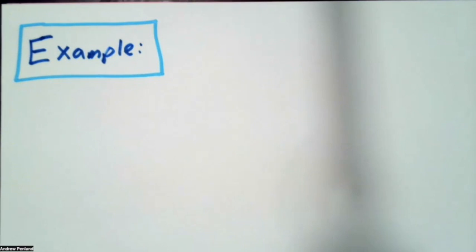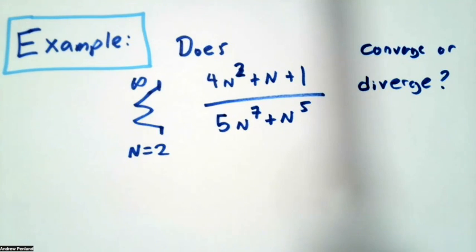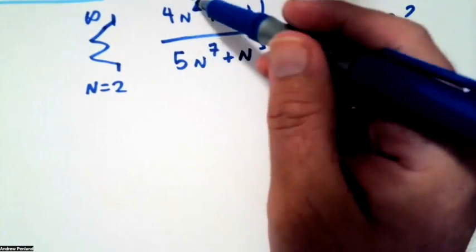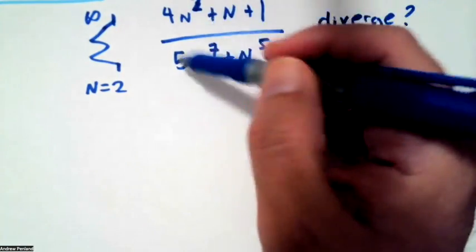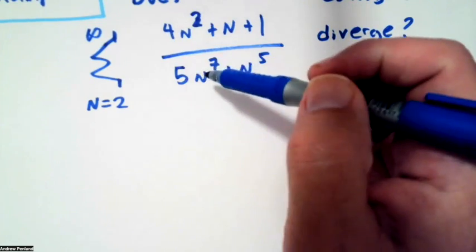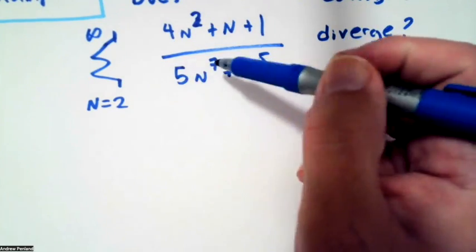So now let's look at another example. Does the sum from n equals 2 to infinity of 4n squared plus n plus 1 over 5n to the 7th plus n to the 5th converge or diverge? So let's look at what we would expect to happen here. This is, morally speaking, similar to 1 over n to the 5th, because the leading term here is 4n squared and the leading term here is 5n to the 7th.